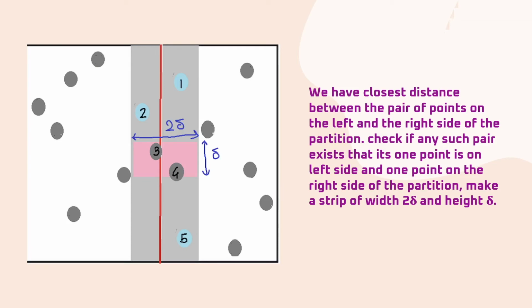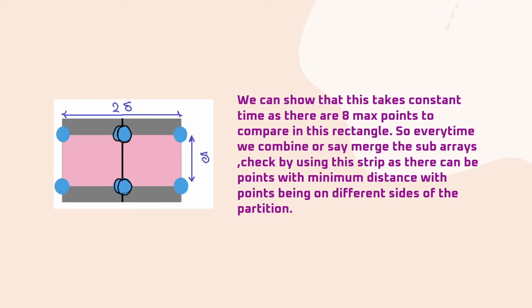Now, we have the closest distance between the pair of points on the left and the right side of the partition. Now, we will check if any such pair exists, that has 1 point on the left side and 1 point on the right side of the partition. Now, we will make a strip of width 2 delta and height delta. We can show that this takes constant time as there are 8 max points to compare in this rectangle.